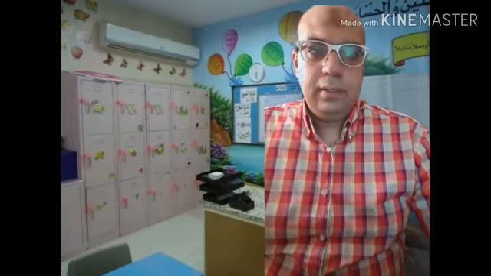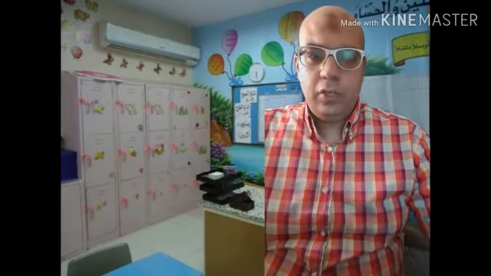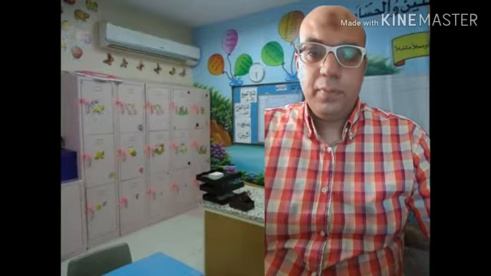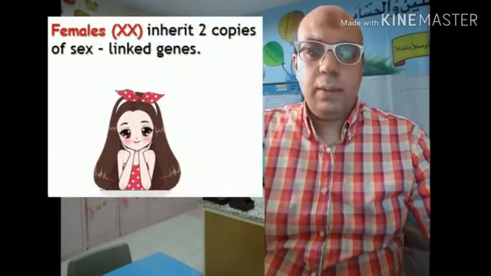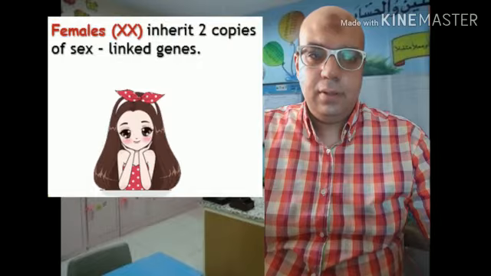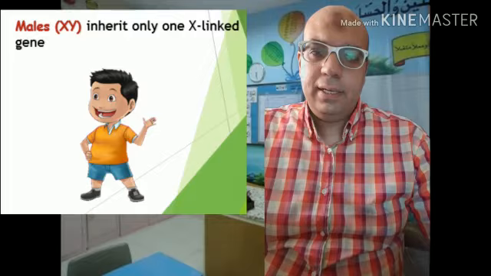There are 78 genes on the Y chromosome that are called Y-linked. They are not passed on to the females. But there are 1,100 X-linked genes that code for a wide range of characteristics in both males and females. Females that are XX inherit 2 copies of sex-linked genes, while the males XY inherit only 1 X-linked gene.